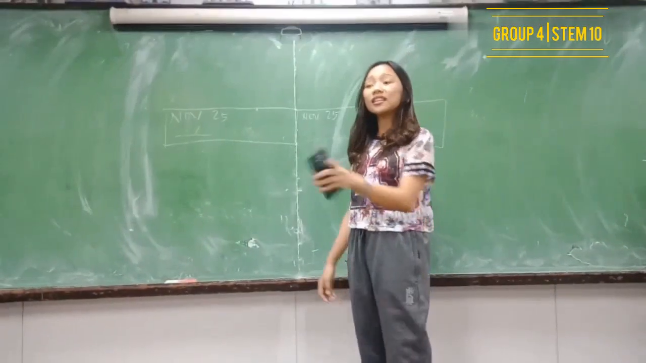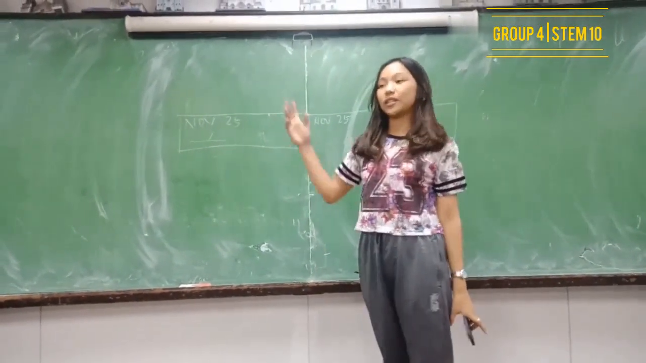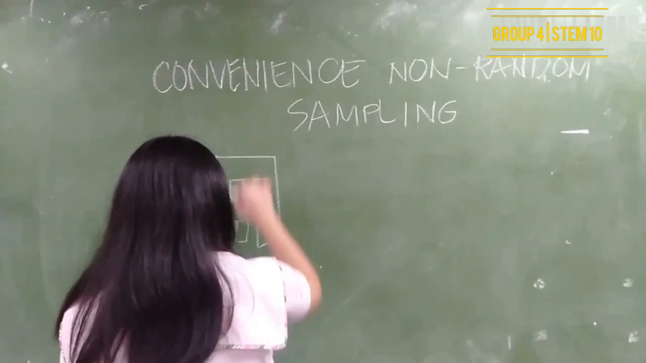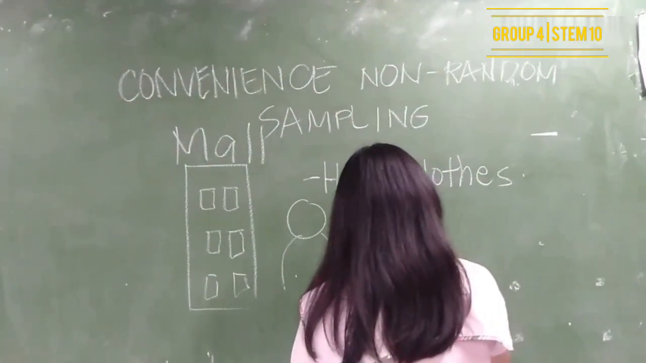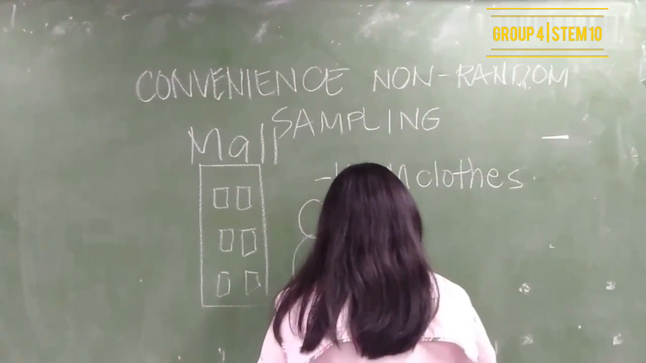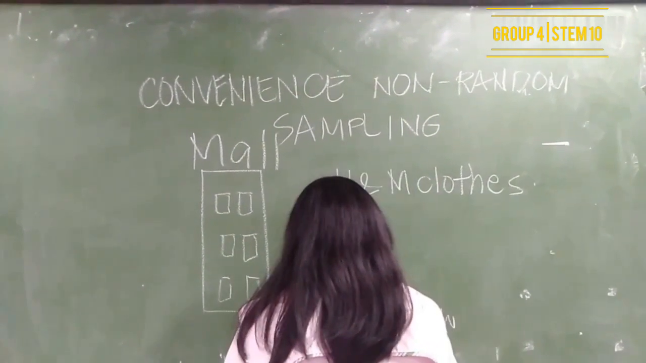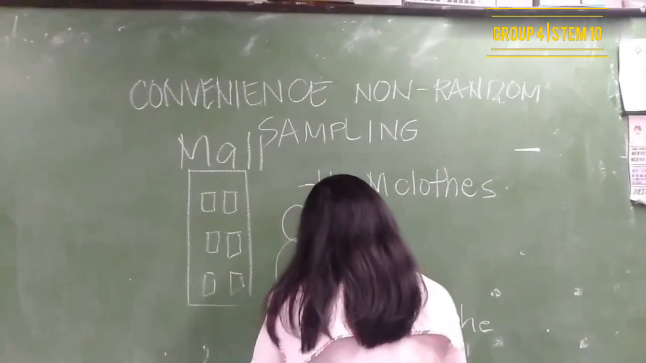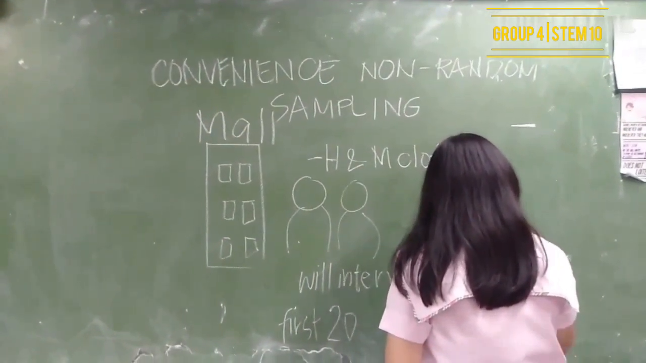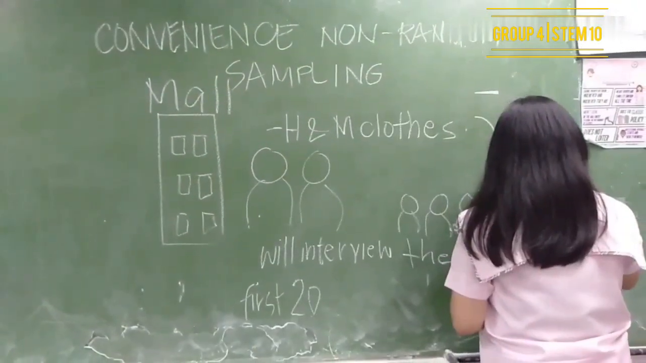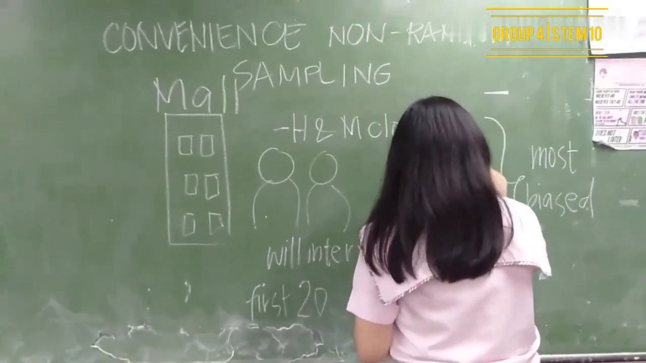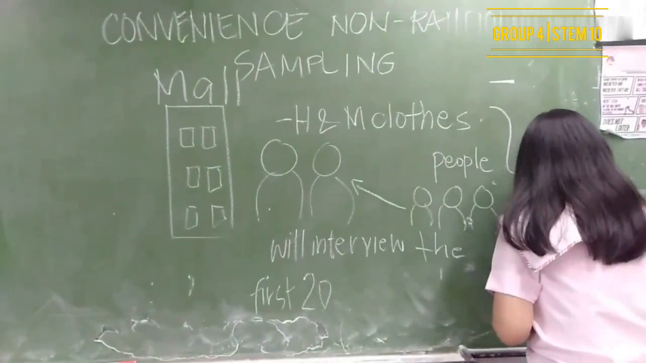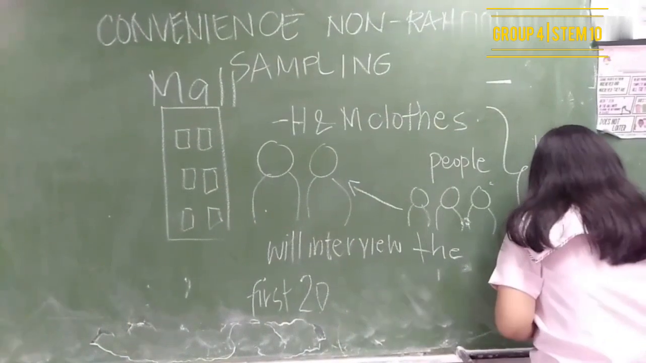Yes? Okay, Anita, give me the example, and Marvin, give me the definition. The second type of non-random sampling and the last type of sampling is convenience sampling. It is the fastest and most biased, and it gets information the fastest way. For example, the researchers want to know how many people want to buy H&M clothes. The first people they see will be the respondents. This type of sampling is biased because the other people had a chance but they only interviewed the first 20 who passed by. It is the fastest way because they will interview the respondents immediately.